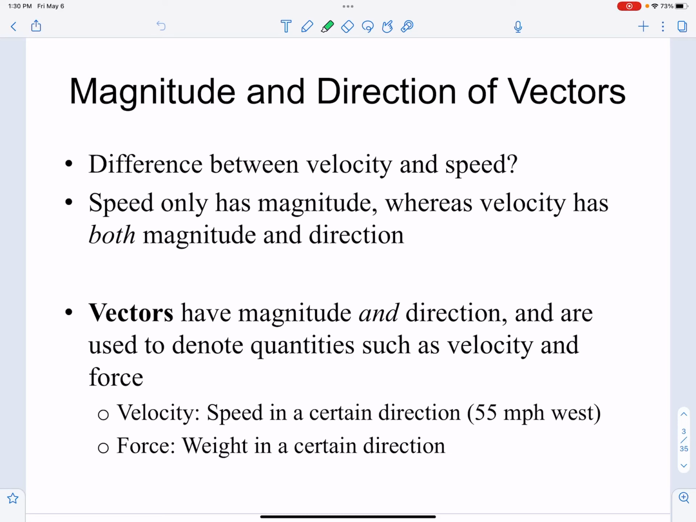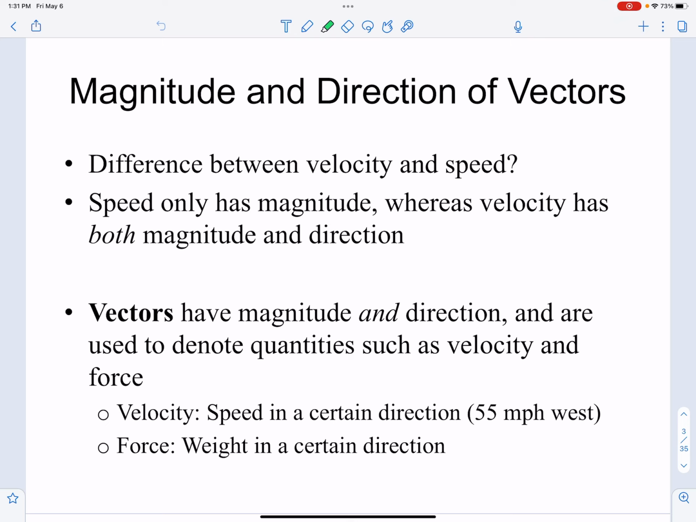Okay, so this is our lesson on vectors. Vectors are used to represent quantities that have both magnitude and direction. For example, if we think about the difference between velocity and speed, if I said I was driving at a speed of 70 miles per hour, that would represent a speed, which only has a magnitude. However, if I were to say that I was driving 70 miles per hour north, where I include a direction, that would end up representing a velocity.